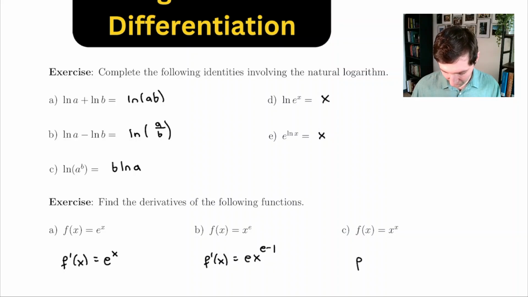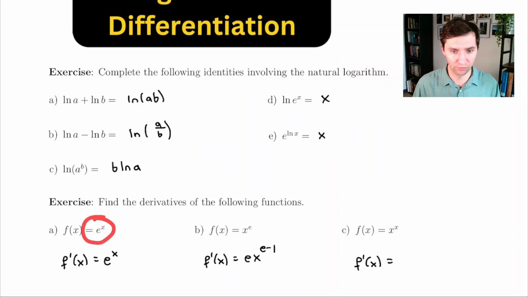Finally, in part C, I have a dilemma. Which rule should I use? Should I use the exponential rule? Should I use the power rule? Or maybe something completely different? Note that I don't think I can use the exponential rule because the base is not e, the base is x. What's more, it's not even a number.